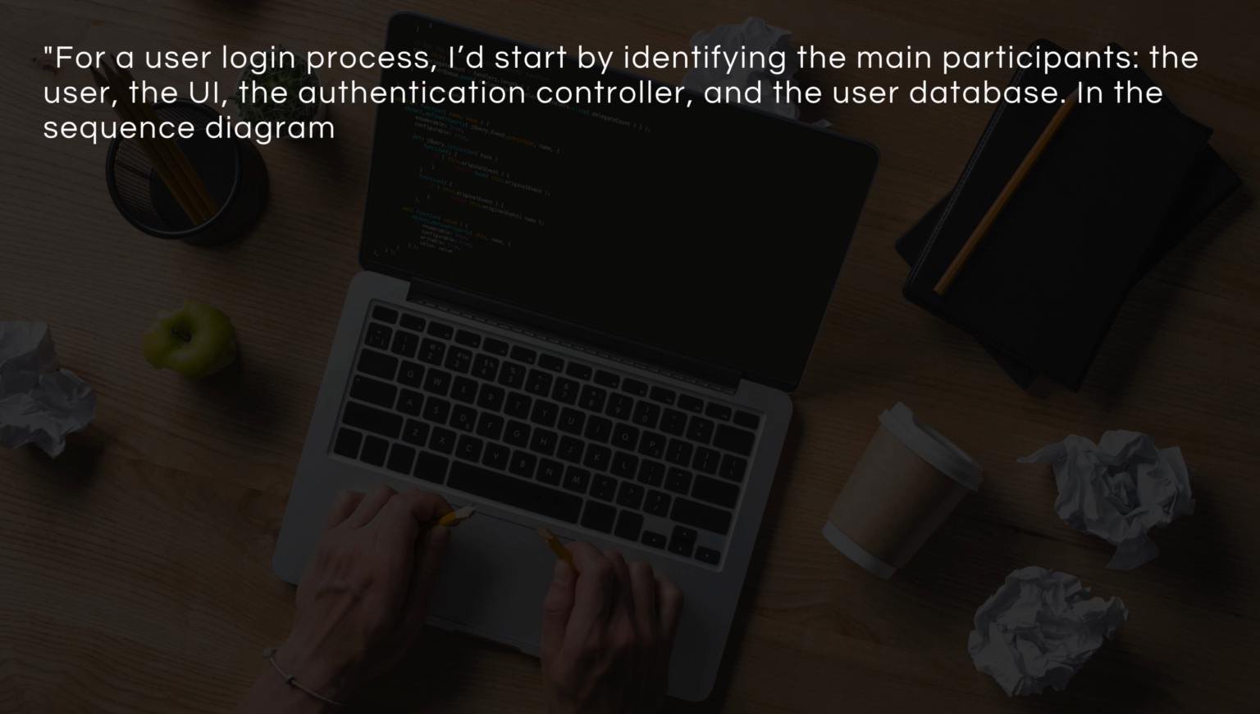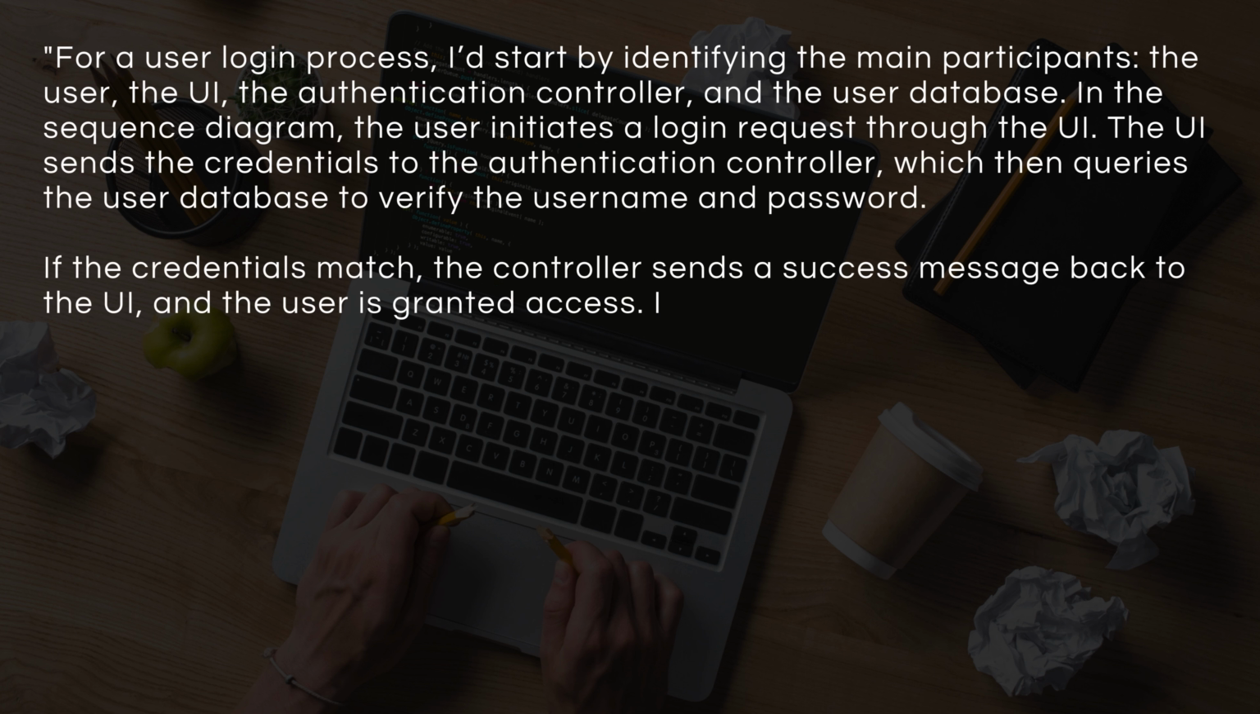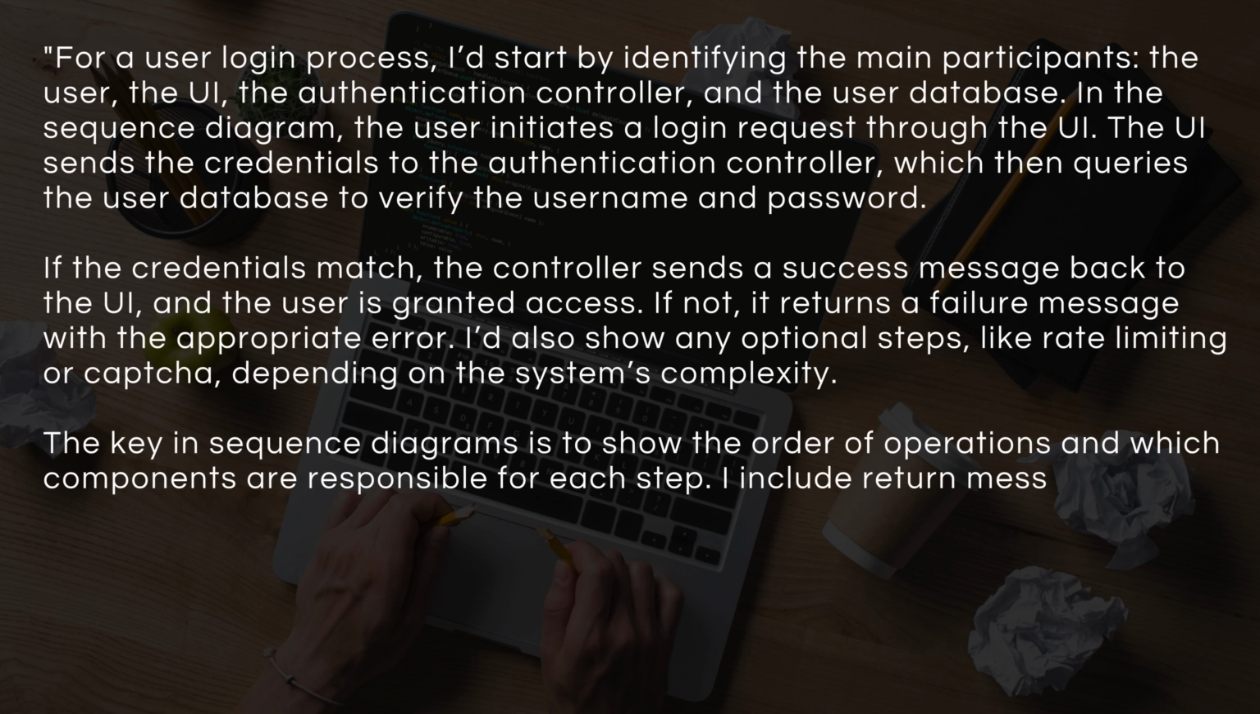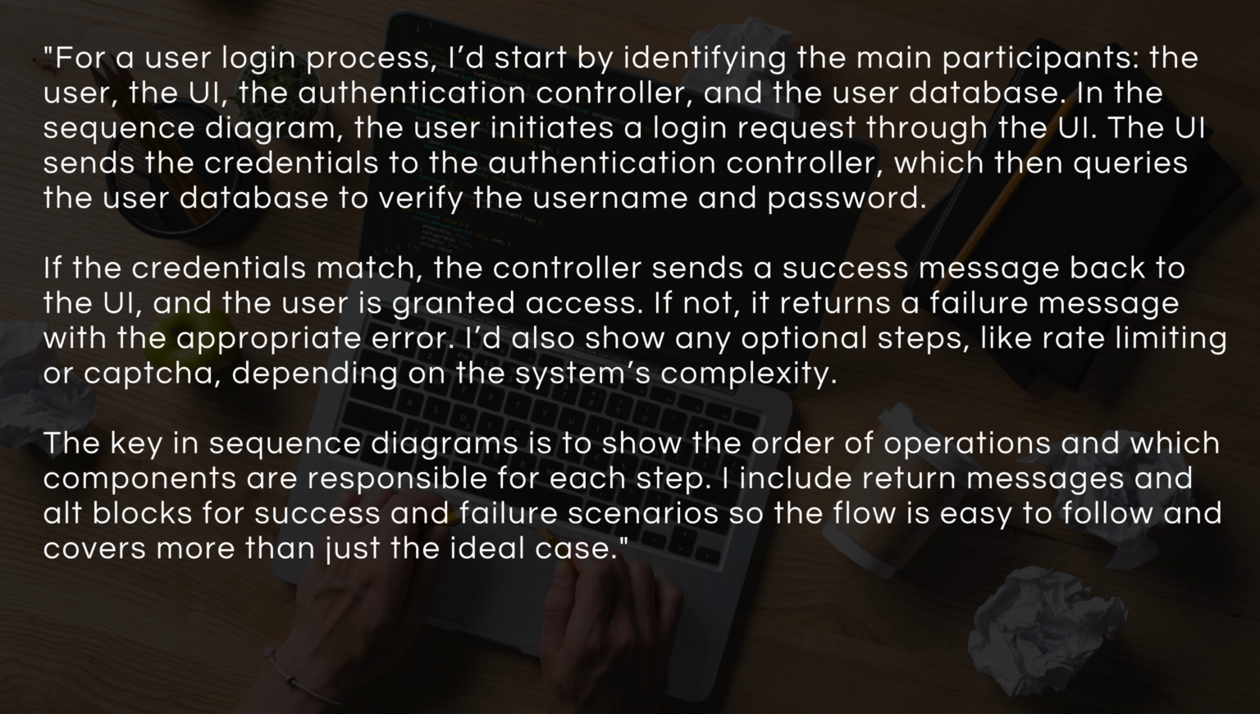For a user login process, I'd start by identifying the main participants: the user, the UI, the authentication controller, and the user database. In the sequence diagram, the user initiates a login request through the UI. The UI sends the credentials to the authentication controller, which then queries the user database to verify the username and password. If the credentials match, the controller sends a success message back to the UI, and the user is granted access. If not, it returns a failure message with the appropriate error. I'd also show any optional steps, like rate limiting or CAPTCHA, depending on the system's complexity.